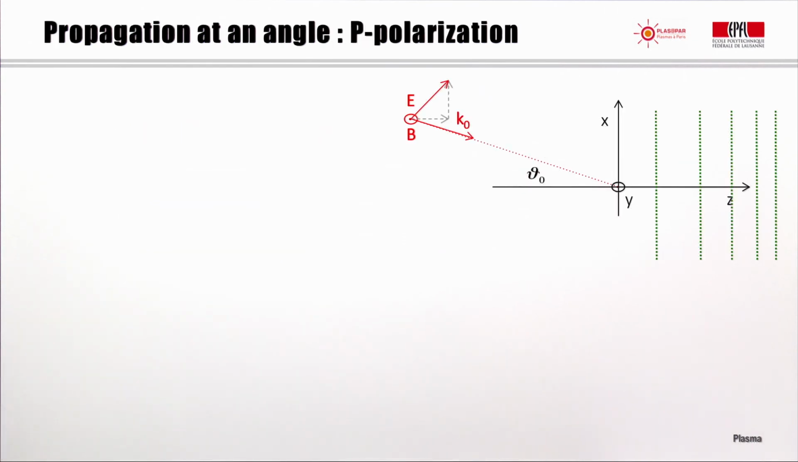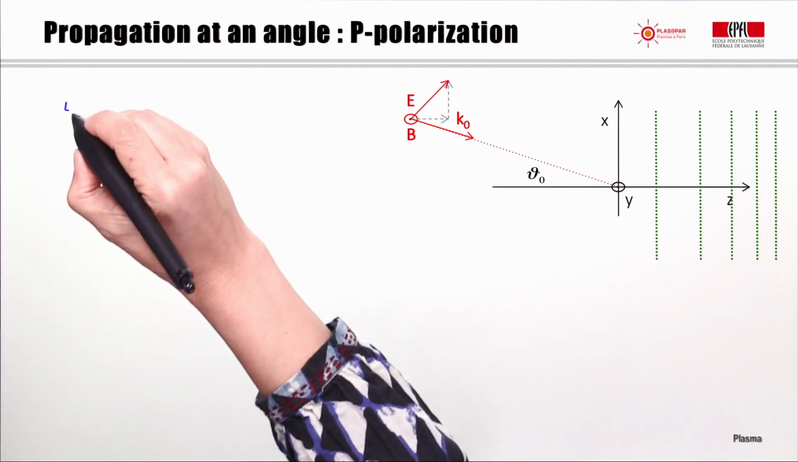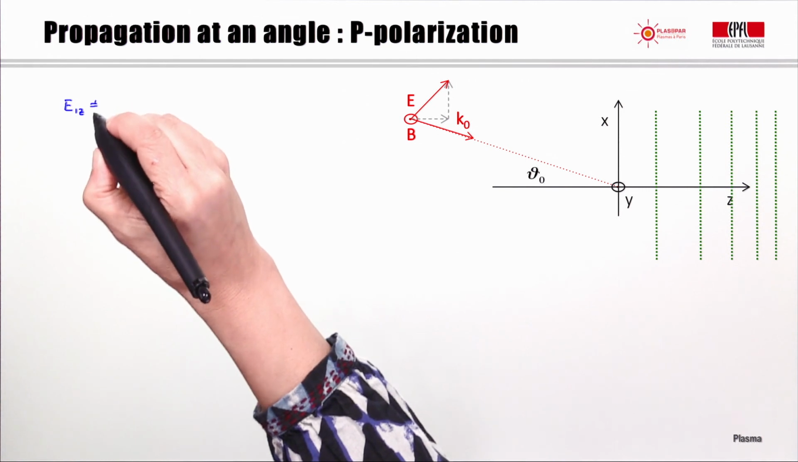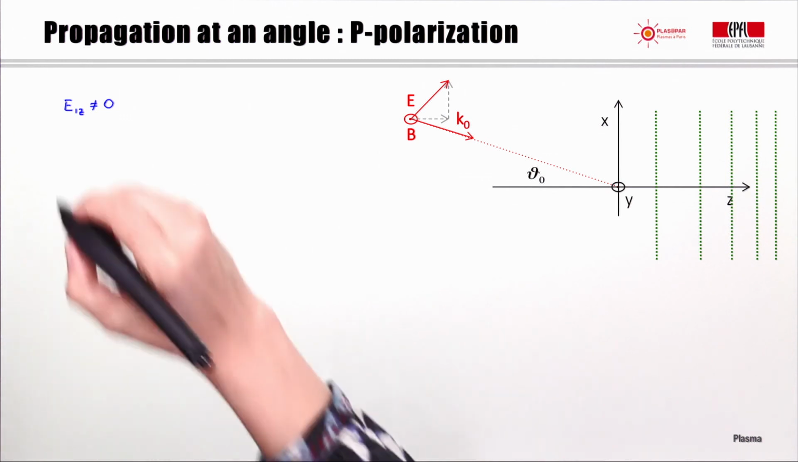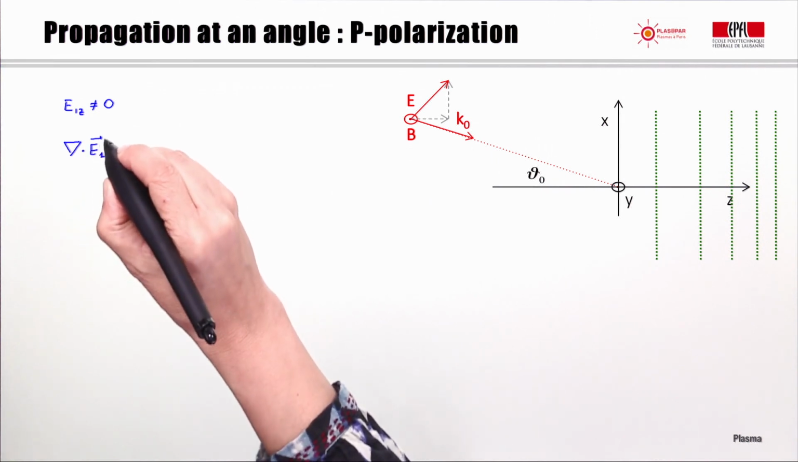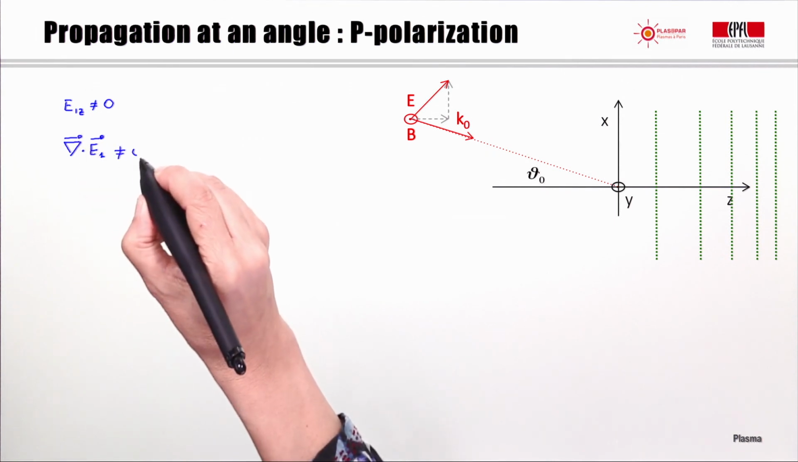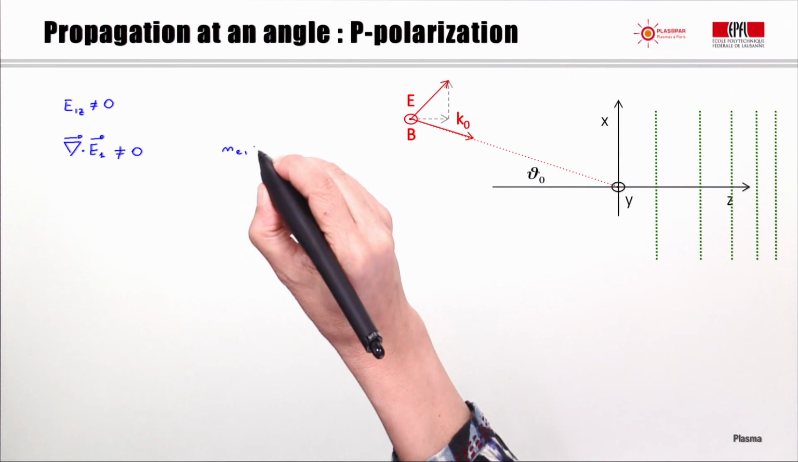We will now consider propagation at an angle for a p-polarized wave. In p-polarization, the electric field is in the XOZ plane, so it has a component that is parallel to the density gradient, that is the Z component. E1Z is different from 0. In these situations, since the fields depend on the Z variable, we cannot have a purely transverse wave, but in our solution we will have that the divergence of E1 is different from 0. By Gauss' law, this implies that in the plasma there will be a density perturbation that is not 0.